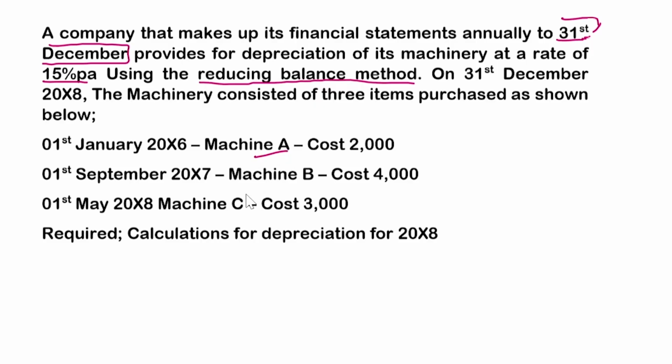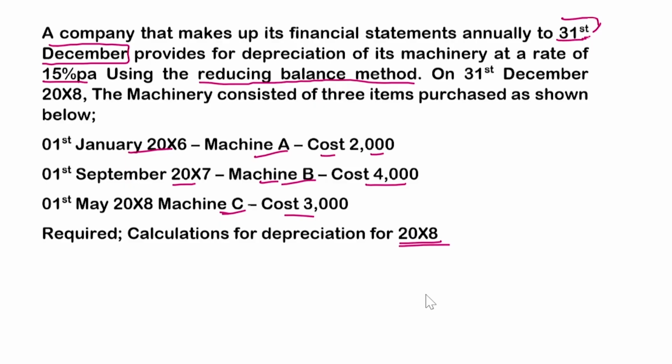We have machinery A, machinery B, and machinery C. They are also showing us the dates at which these machines were bought. On 1st January 2016, machine A was bought at that cost. On 1st September 2017, machine B was bought at that cost. Then on 1st May 2018, machine C cost 3,000. The requirement here is that we calculate the depreciation for the year 2018. It's as simple as that.